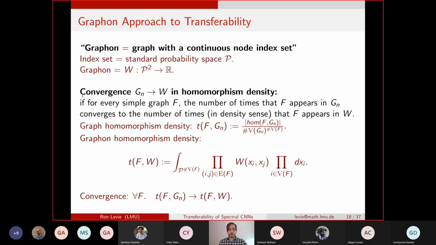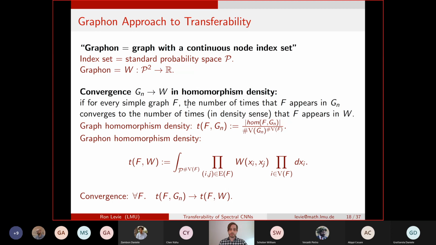Okay, so how do we define convergence in the graphon sense? We define it in the homomorphism density sense. So let me try and explain the intuition behind this definition. We consider simple substructures of graphs, namely simple graphs, and we call them motifs. For example, F can be a triangle or a cycle, any simple graph.